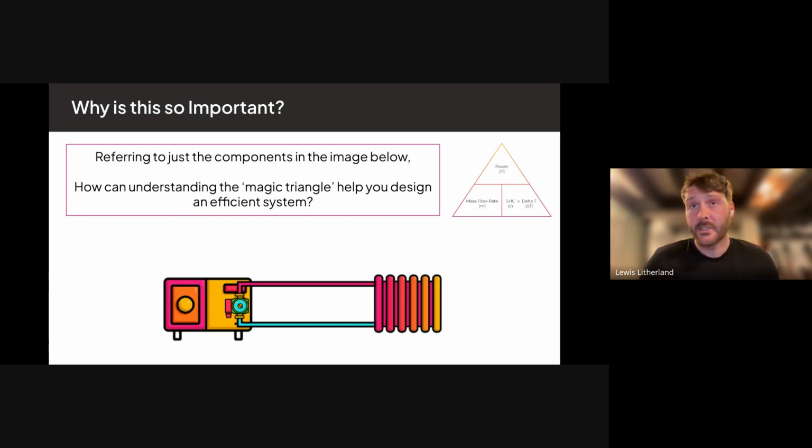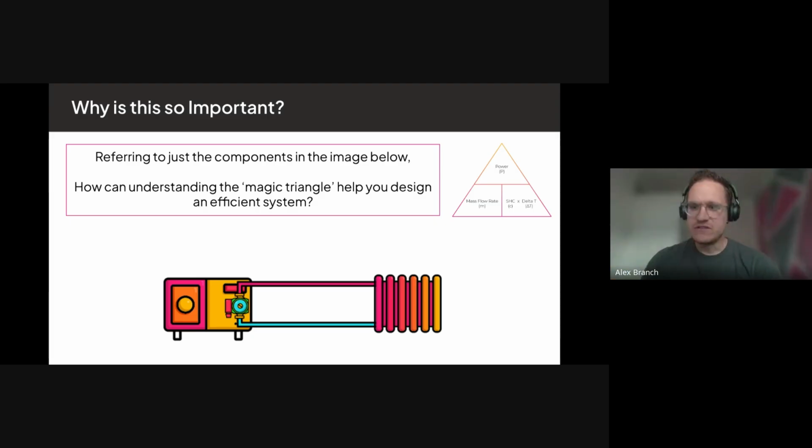How can understanding the magic triangle help you to design an efficient system? You can refer to any of the components you can see on the screen. Anyone want to jump in and tell me why understanding that triangle helps you to design a system in terms of any of the parts on that picture? Anyone want to jump in on that? What can it allow you to do? Alex, you got your hand up first, mate.